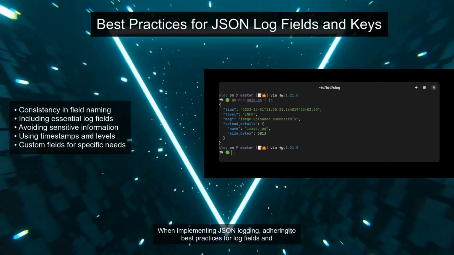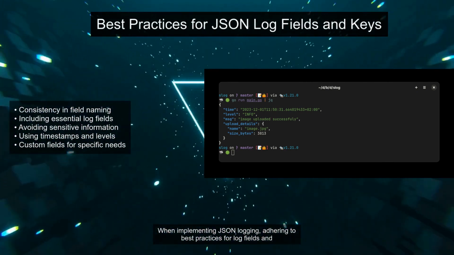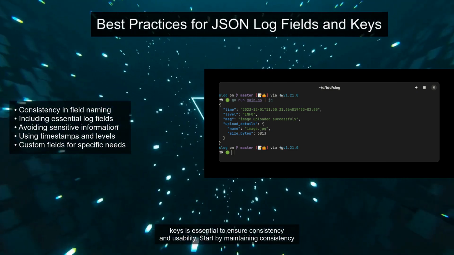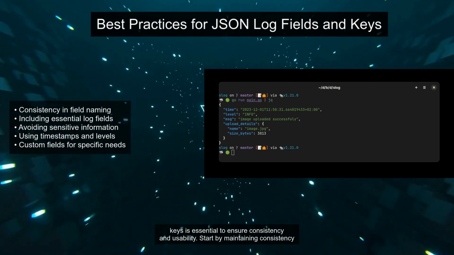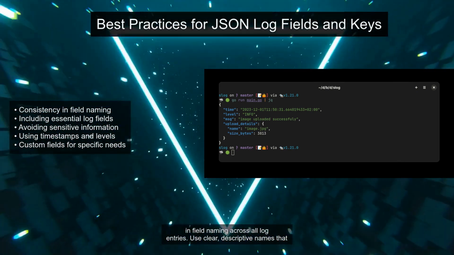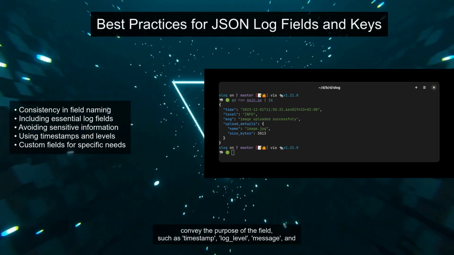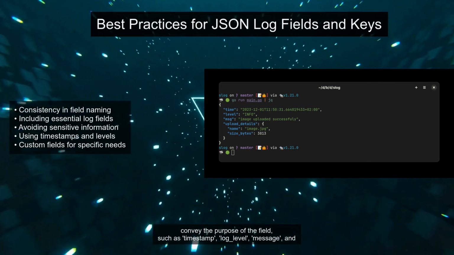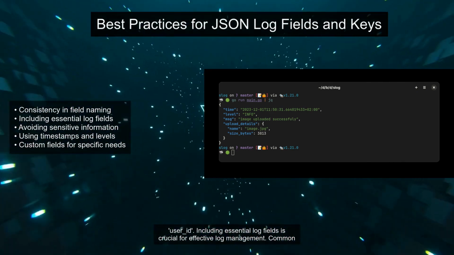When implementing JSON logging, adhering to best practices for log fields and keys is essential to ensure consistency and usability. Start by maintaining consistency in field naming across all log entries. Use clear, descriptive names that convey the purpose of the field, such as timestamp, log_level, message, and user_id.